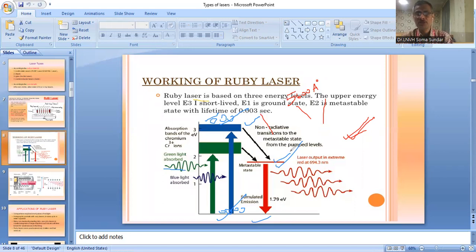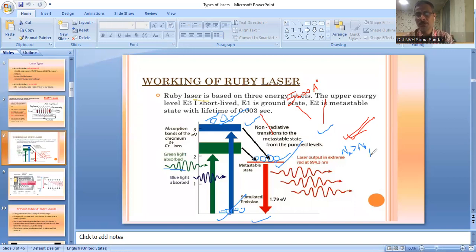That means the energy release will take place in the form of heat. Now, after some time, if you look at the laser system, most of the atoms are in the metastable states. The number of atoms in the metastable states will dominate the number of atoms in the ground state. That is, N2 is greater than N1. That is, a situation is arrived at such that a population inversion is achieved.